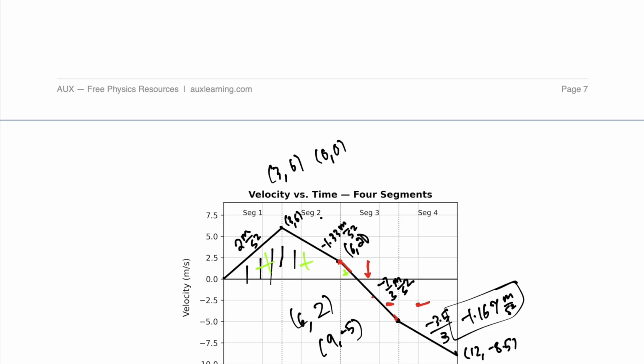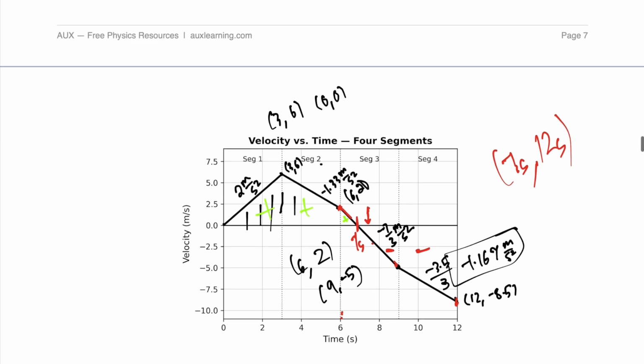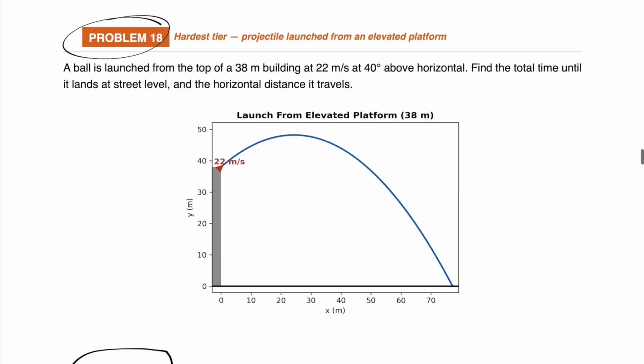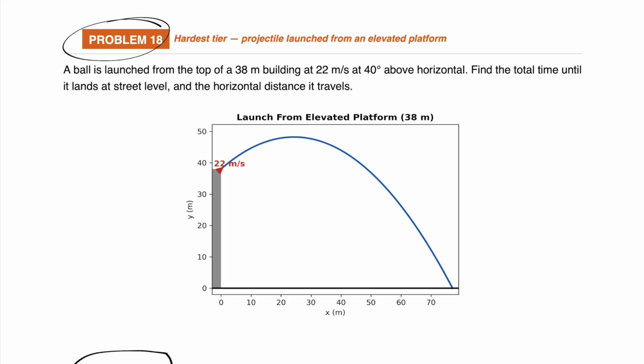So from this whole point, not seconds, because that's over here, right? We still have a positive velocity. So from 7 seconds, which is where we start, to the very end, 12 seconds. 7 seconds is where we hit 0 and we start going the negative direction, right? Okay, then let's go over 18.